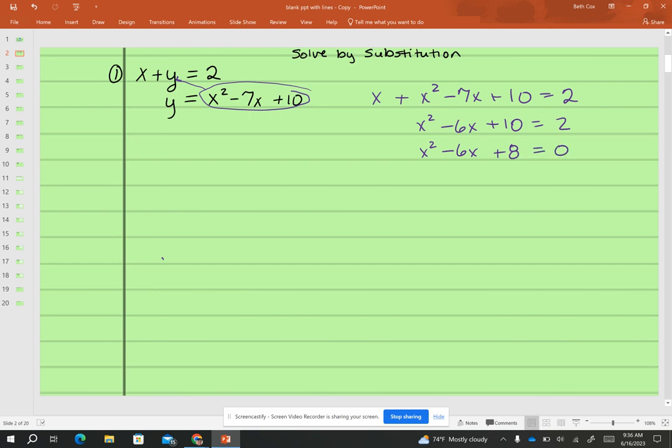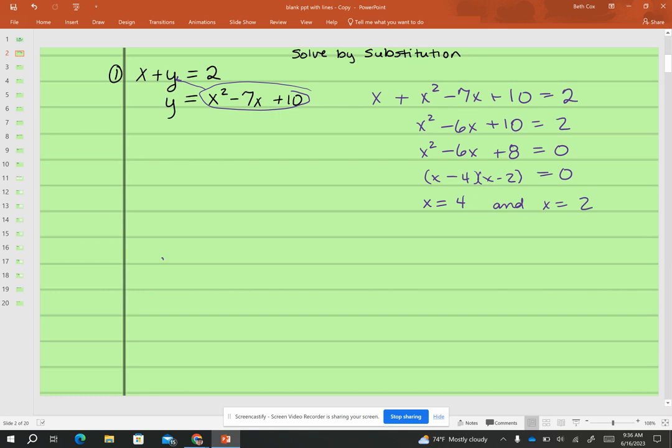And this is now factorable. So we will factor this. Numbers that multiply to give me 8 and add to give me 6 would be 4 and 2. And this is going to be a negative 4 and a negative 2. Therefore, my answers are x equals 4 and x equals 2. So now those are our x numbers. Now we need to plug back in to get our y numbers.